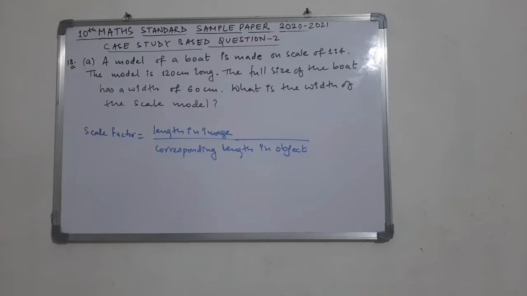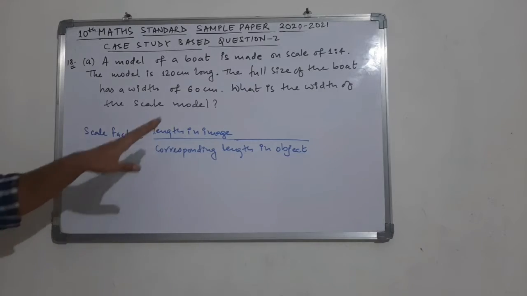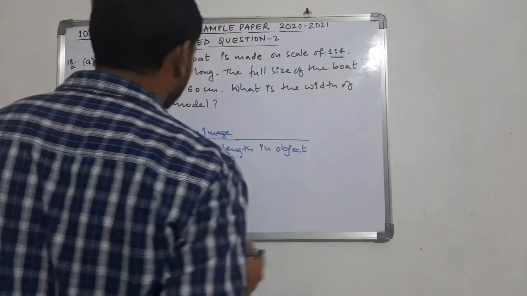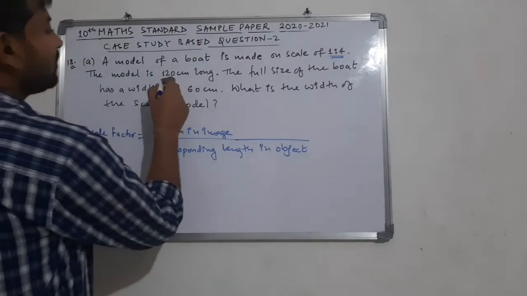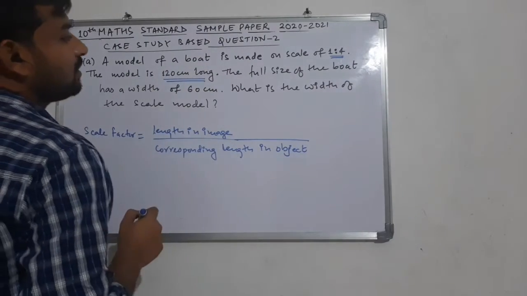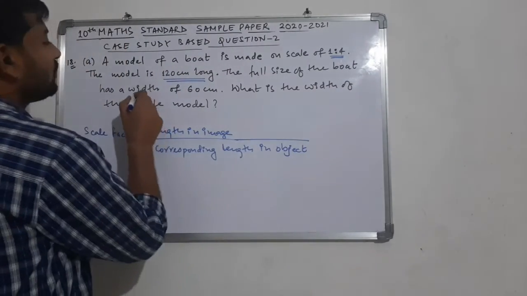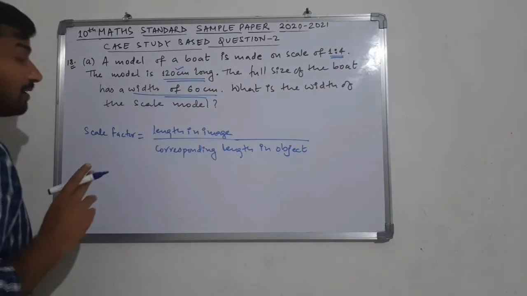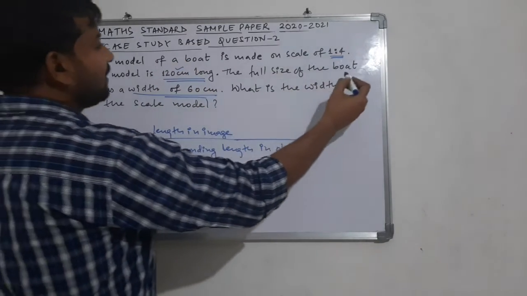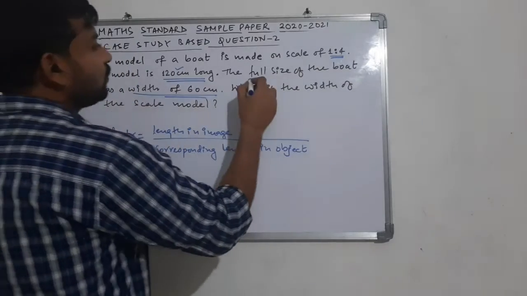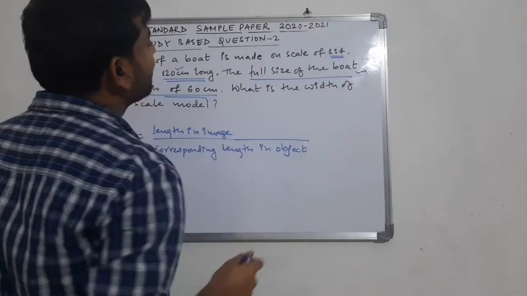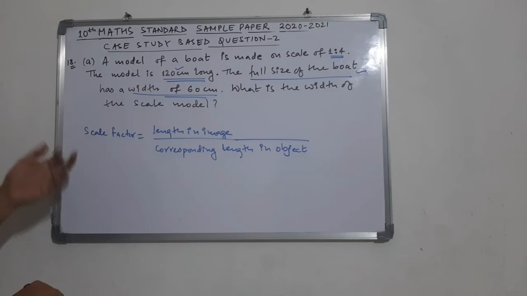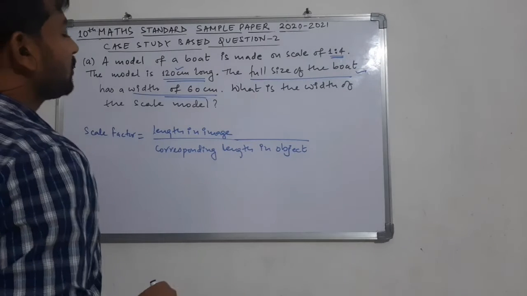So the question here is, a model of a boat is made on the scale 1:4. The scale factor is given as 1:4. A model is 120 centimeters long. The full size of the boat has a width of 60 centimeters. Here the length is given of the model, but here the width is given of the full size of the boat. Means this is not the model this time. It is the object whose model is being made. What is the width of the scale model?